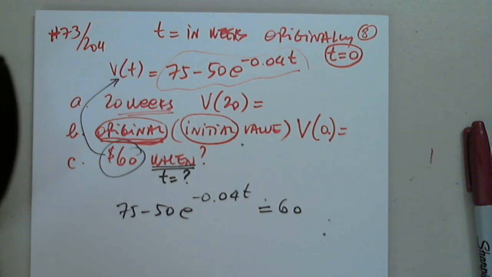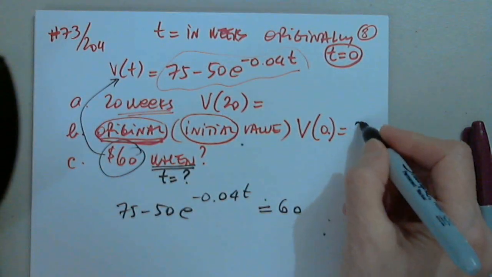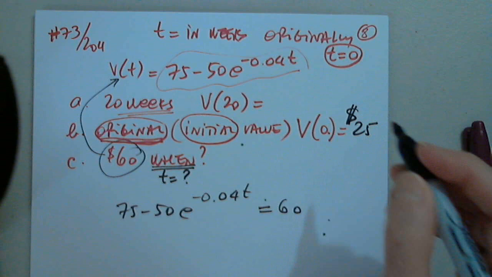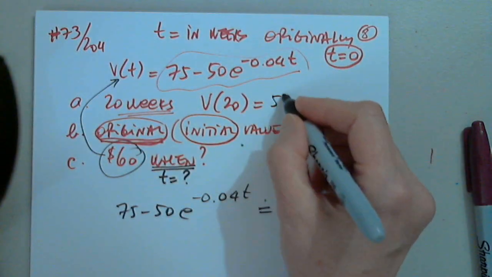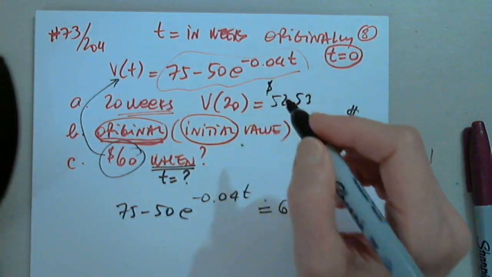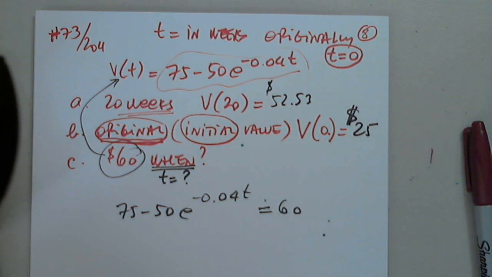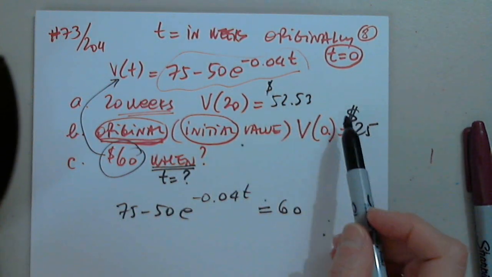So let's see. Let me highlight. Of course, for 0 is very clear. So it's 25. Do not forget the measurement unit is dollars. And for 20 weeks, 52.53. Don't forget the measurement unit. We're talking about US dollars.